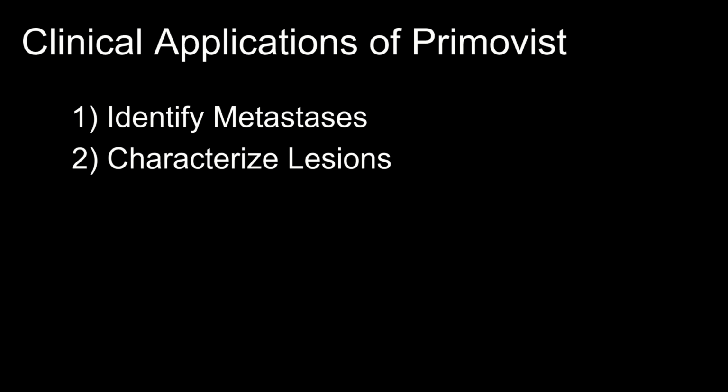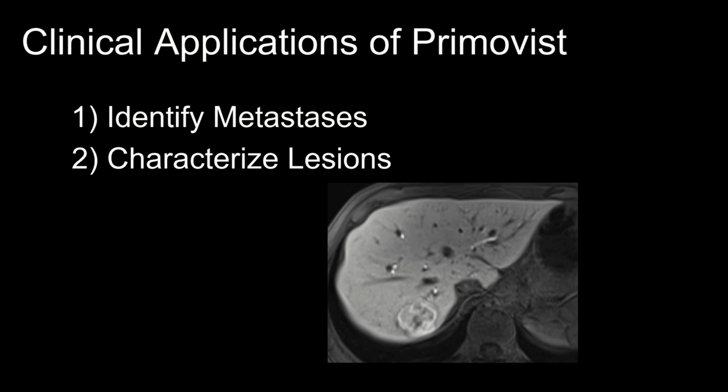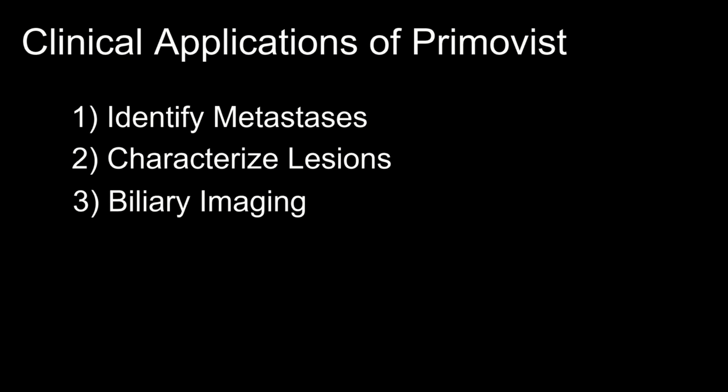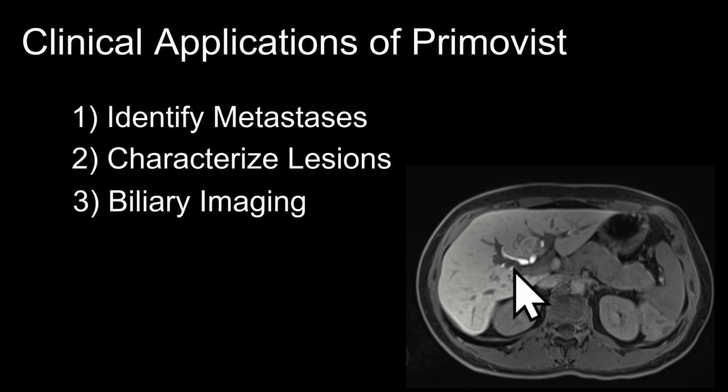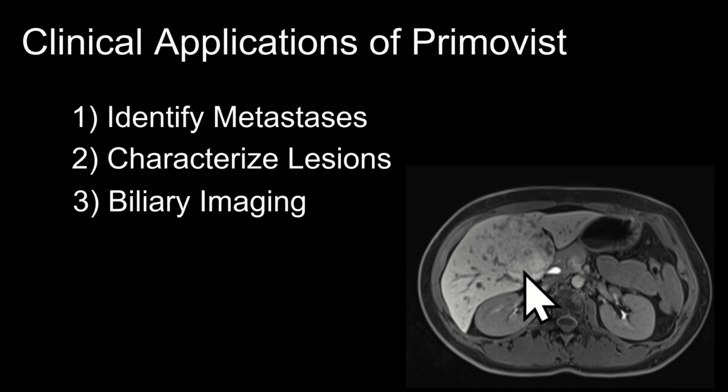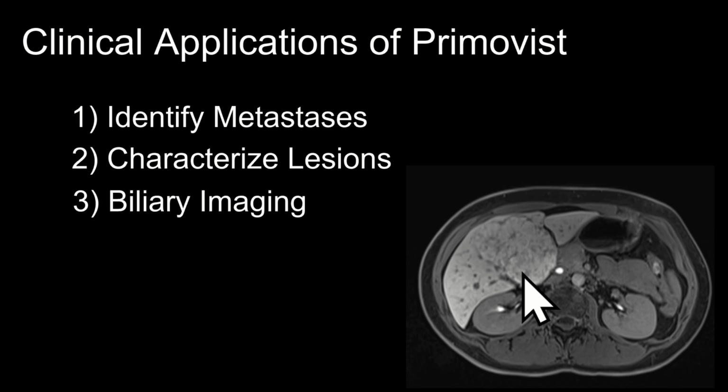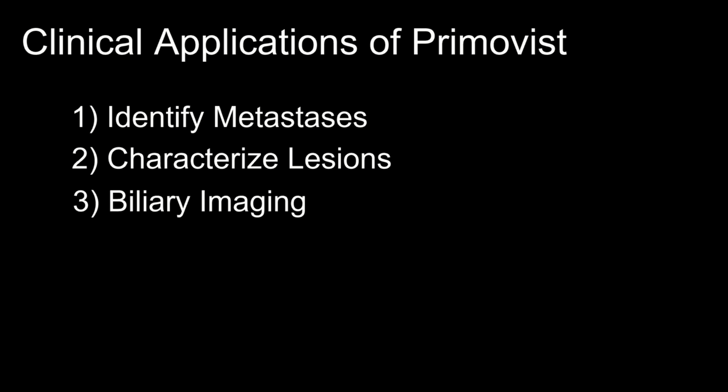Secondly, Primovist can help with the characterization of some lesions. Lesions that express OATP1B3 will also take up Primovist. The classic example to know for now is FNH, or focal nodular hyperplasia, which will be isointense or hyperintense to background liver on hepatobiliary phase. But there are others that we'll touch on in the course. And third, to look at the biliary system. The biliary system is very bright on hepatobiliary phase, as we showed in these images here, which helps define the biliary anatomy and assess the biliary system, including for bile leaks, for example.